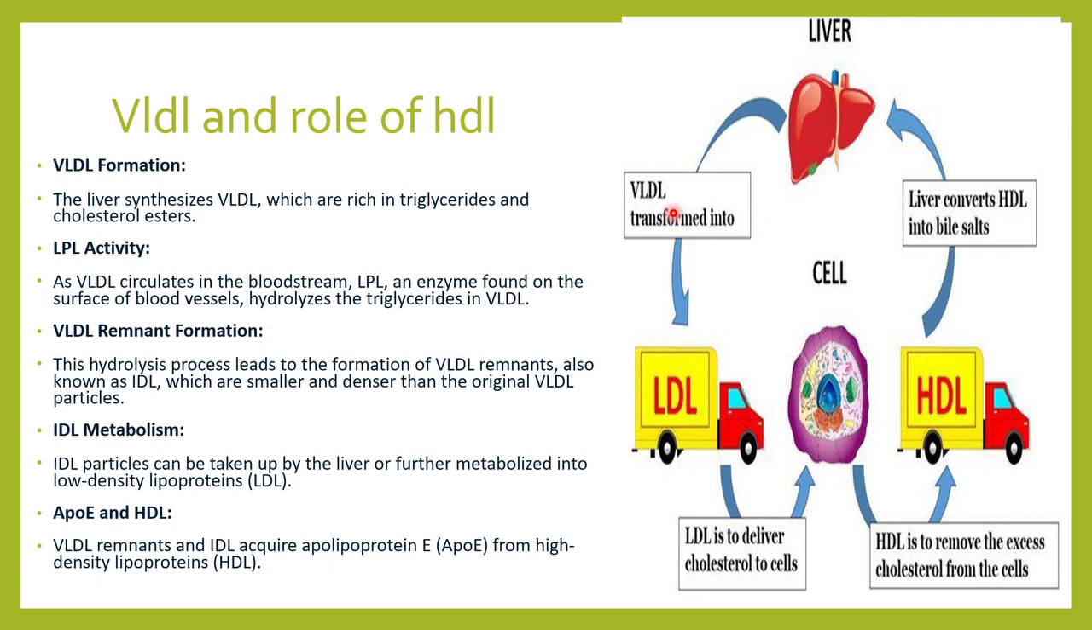So from this, the hydrolysis process of this VLDL remnant will give rise to intermediate density lipoprotein, which is lesser density compared to VLDL. And this intermediate density lipoprotein can be taken up by the liver or further metabolized into LDL. So this IDL can be again taken up by the liver, or it can be converted into LDL. And these VLDL remnants and IDL acquire apolipoprotein E from the HDL. So HDL is the one which will again give them the ApoE.